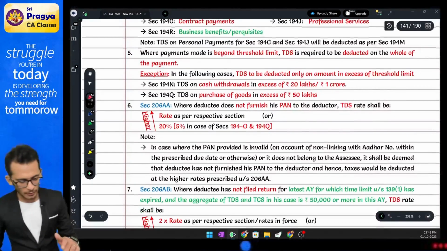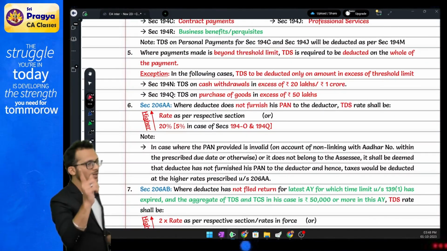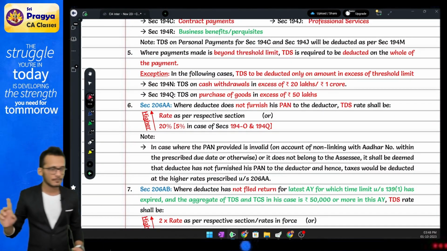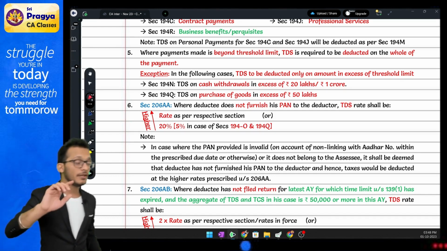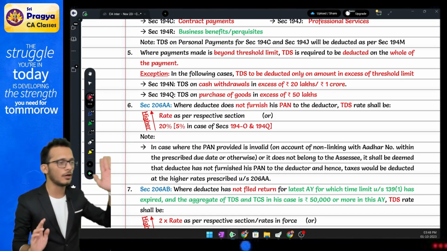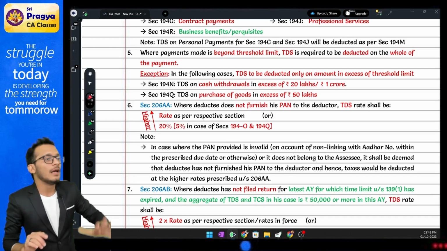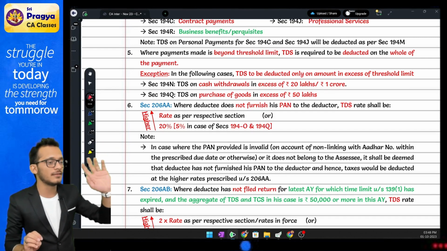Then, Rahul, whenever you have to deduct TDS, you ask the other person to give you his PAN number. If he gives you his PAN number, then no problem, you can do the normal rate. If he does not give you the PAN number, you have to do the actual rate or 20%, whichever is higher.